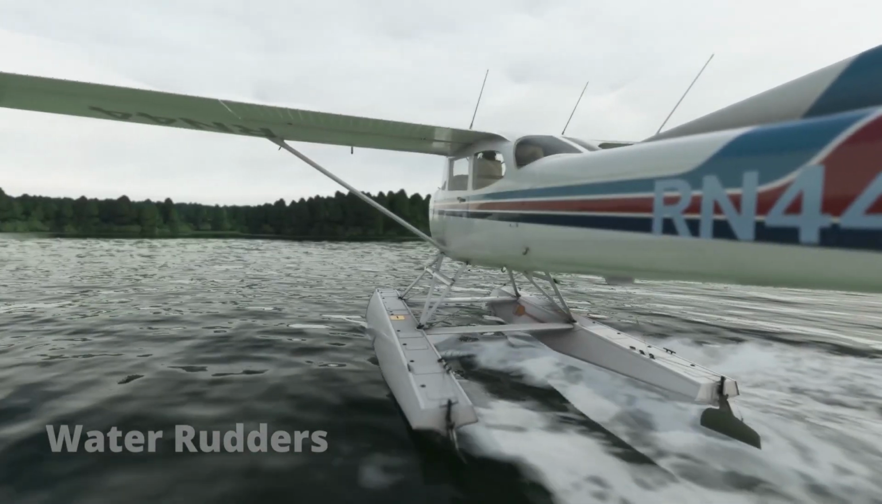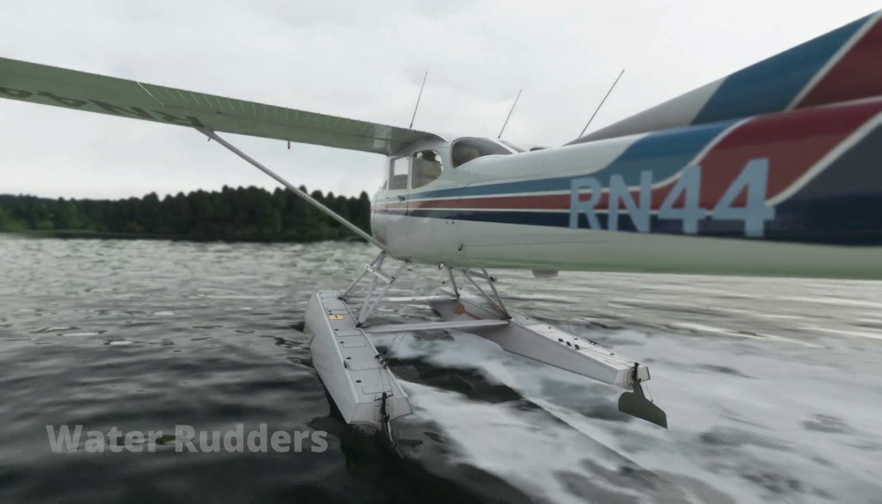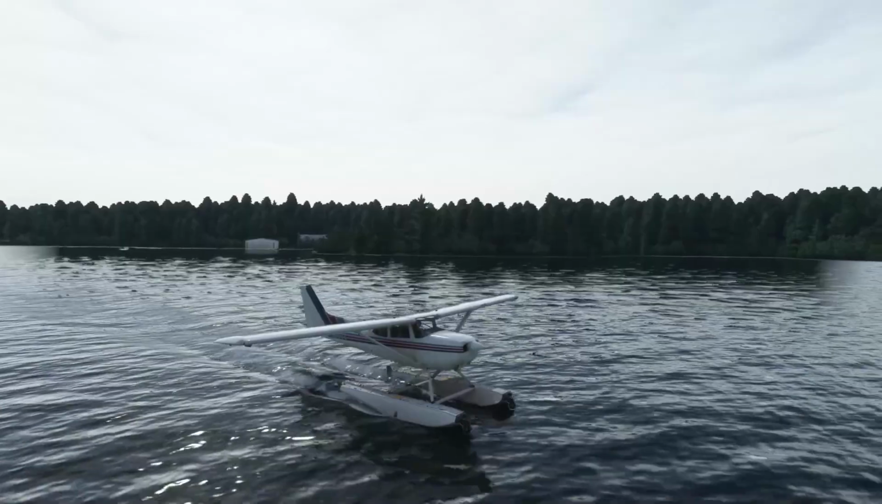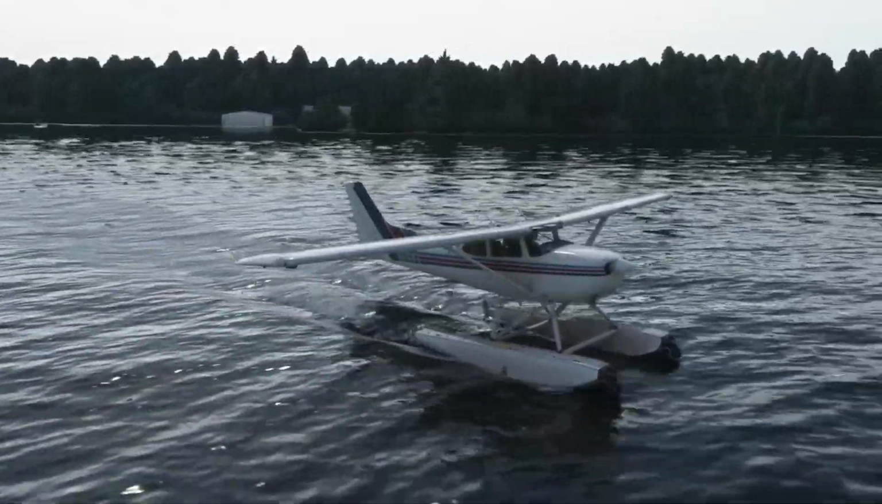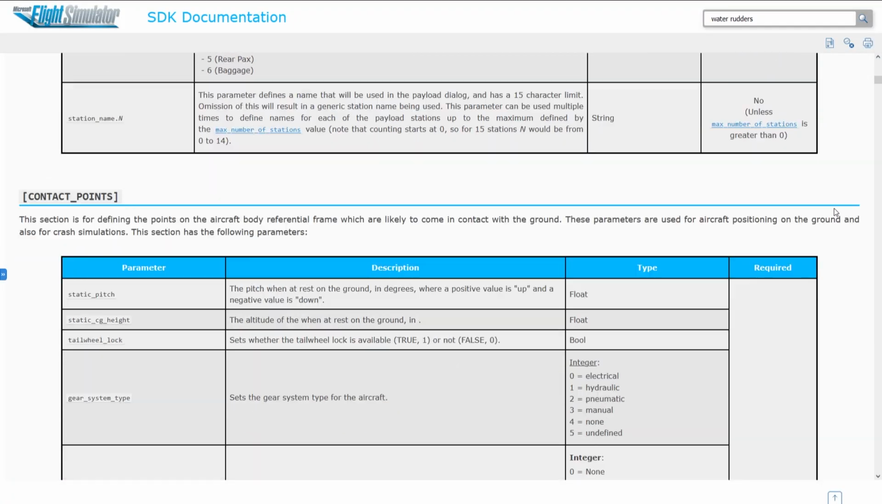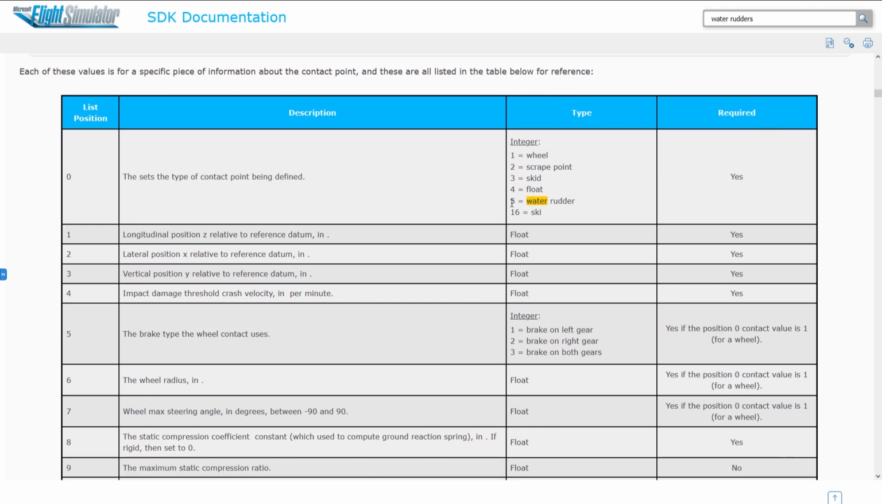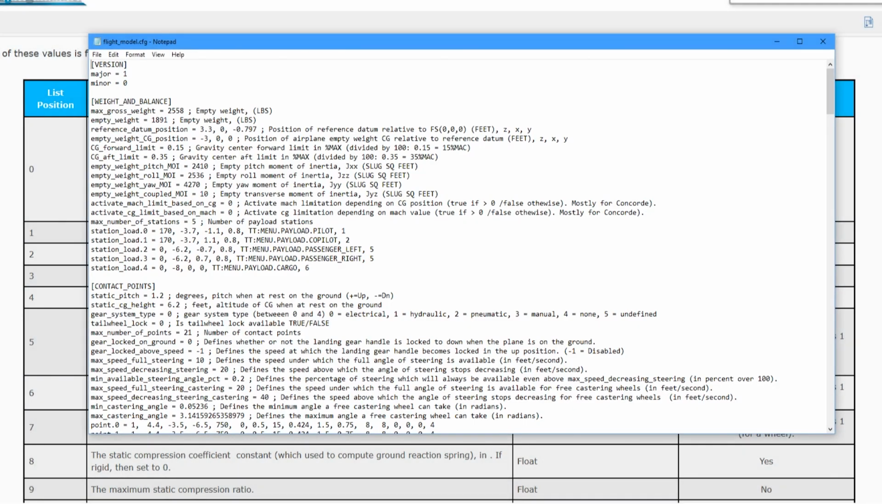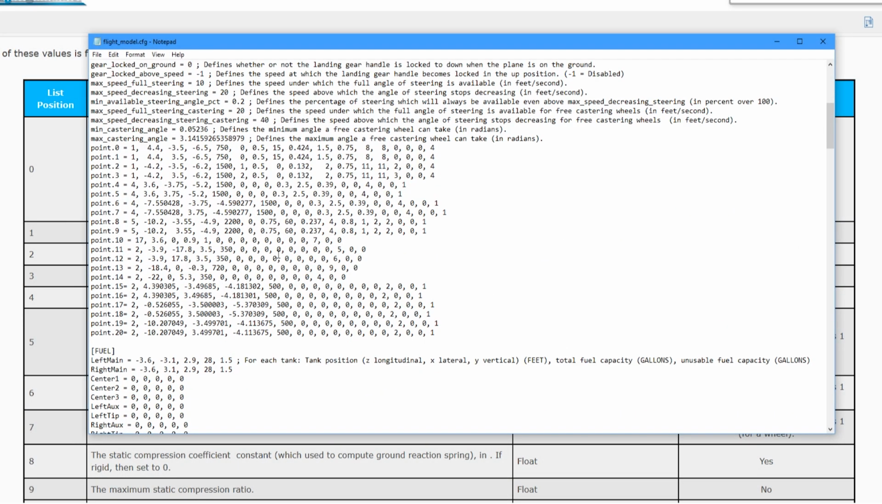Water rudders are used for the slow maneuvering speed of an aircraft in water. Typically, they are left retracted at any speed other than a slow taxi. The ability to define water rudders in an aircraft has been available since the first public release of Microsoft Flight Simulator. However, it wasn't until Sim Update 6 that they actually became usable.